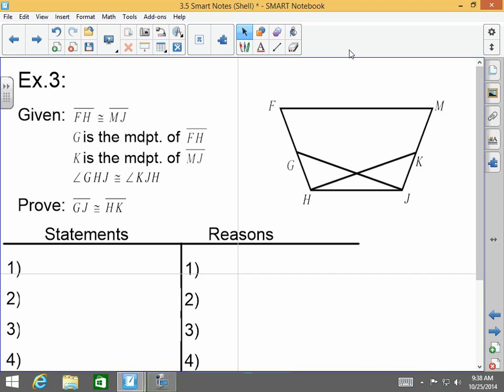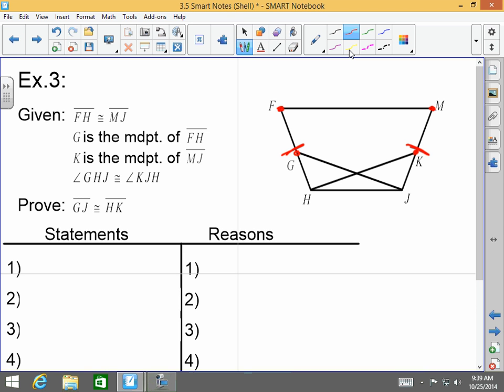Okay, now in this case we have a trapezoid with several triangles within the trapezoid. So let's see what we would do here. We start with FH is congruent to MJ. Again, we have a bit of a problem here. When we go ahead and label FH to MJ, what am I talking about? Am I talking about FH being congruent to MJ or FG being congruent to MK? It's kind of difficult to see that.